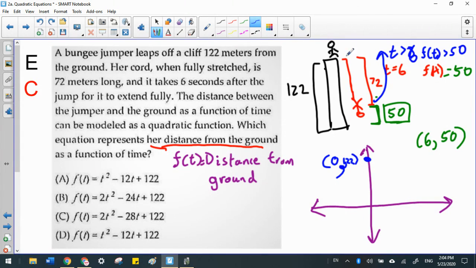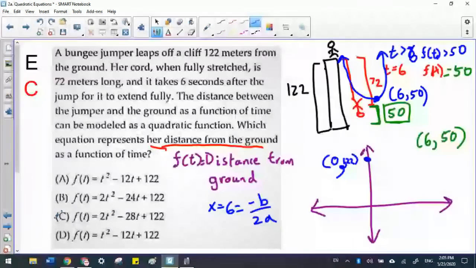And if that is the case, where first it's going downwards and then it's going upwards, and we have a quadratic equation representing the situation, that tells me that (6, 50) is not only a point we know exists on this quadratic, but it's also the vertex. And knowing that (6, 50) is the vertex means that the x value of the vertex is supposed to be 6. And if you remember for standard form that 6 is supposed to equal negative b over 2a, you can knock out a couple bad answers already, where for C, if you do negative of negative 28, that's positive 28 divided by 4, that is not 6.